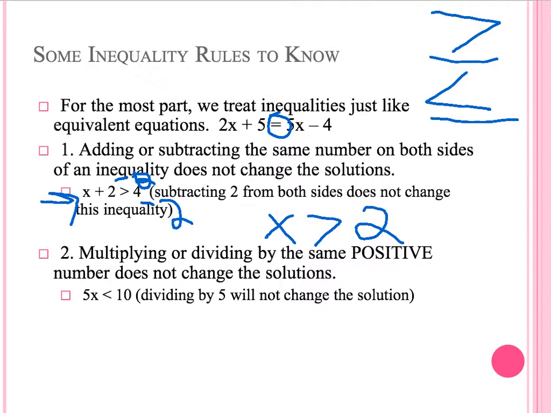The next rule is multiplying or dividing by the same positive number does not change the solution once again. So in this example, if we were to divide the left side by 5 and the right side by 5, because whatever we do to the left, we have to do to the right, just like in an equation, our 5s would divide to 1, and we would be left with x is less than 10 divided by 5, which is 2. We can see that multiplying or dividing by the same positive number does not change the solution, just like it doesn't in an equation.